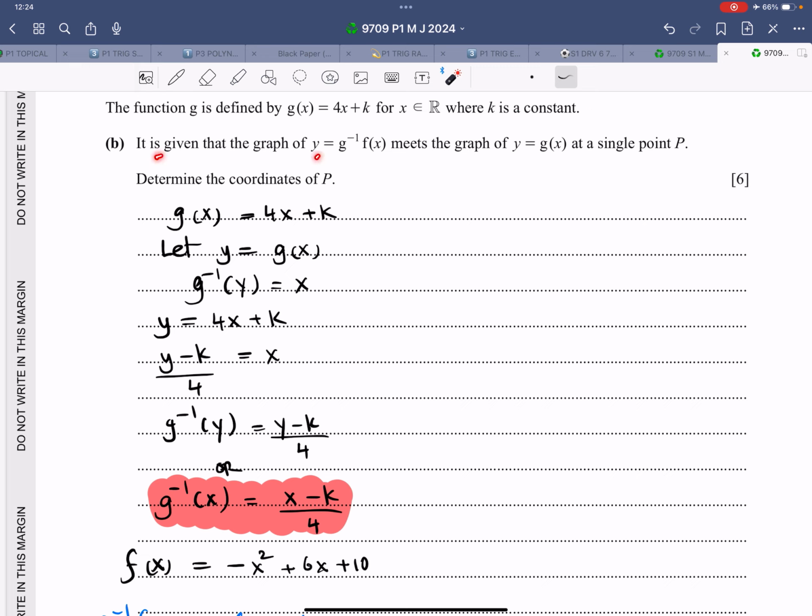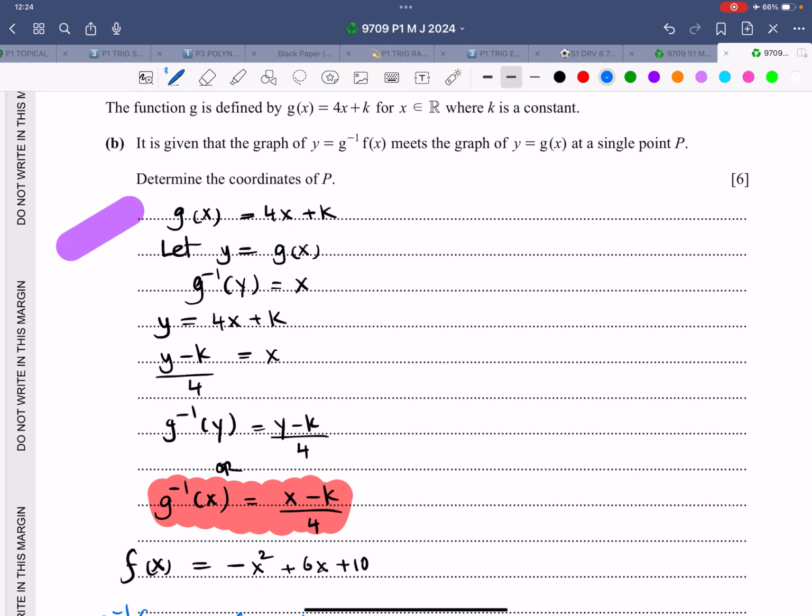It is given that the graph of y equals g inverse of x meets the graph of y equals g(x) at a single point. Determine the coordinates of P. For 6 marks. That means there is a lot of working. It's not difficult, it's a lot of working. I need g inverse. So what is my step number 1?